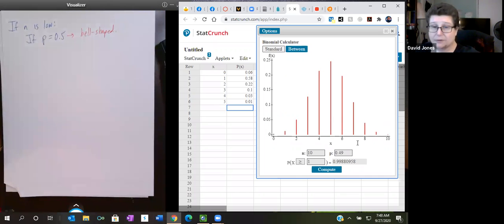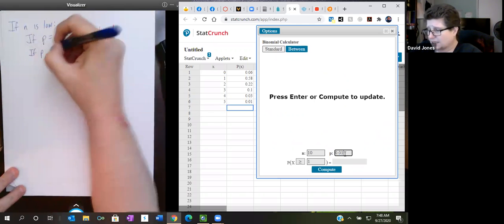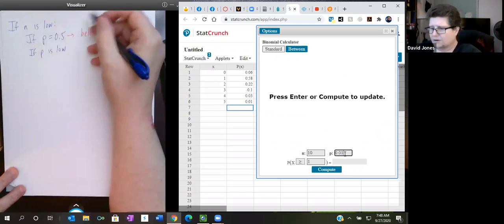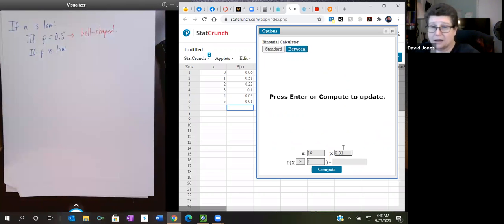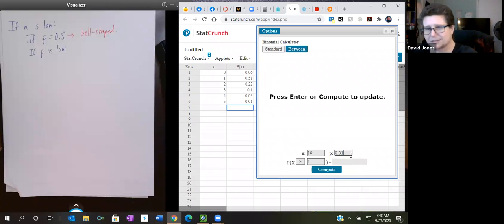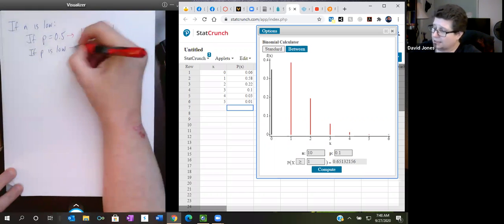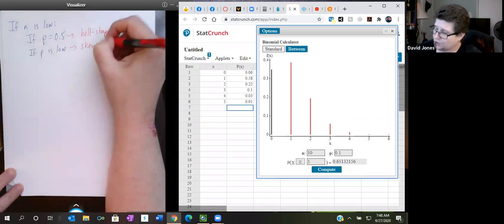What if p is low? Let's click compute. I used 0.01, but we could try other ones. The first column is really high and then gets really small really fast. Let me go a little bit larger, it might be a little bit easier to see. Let's go with 0.1. High in the beginning, and then it tapers off to the right. If p is low, it's a skewed right distribution.